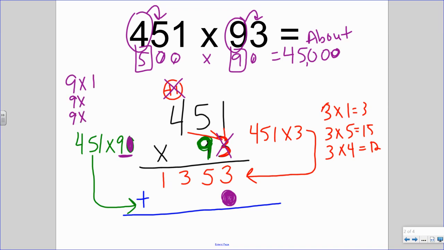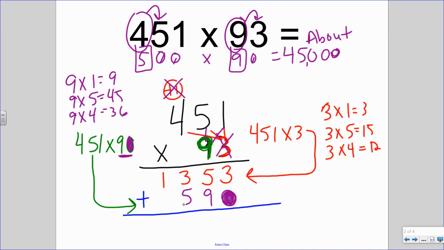I'm going to need to know 9 times 1, 9 times 5, and 9 times 4. I'm going to do those really quickly here. And once I have those done, that's really all I need to know. 9 times 1 is 9. 9 times 5 is 45.